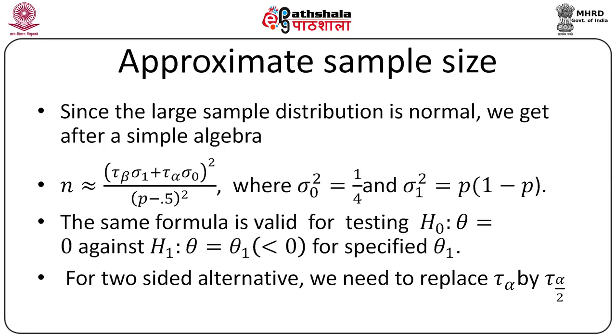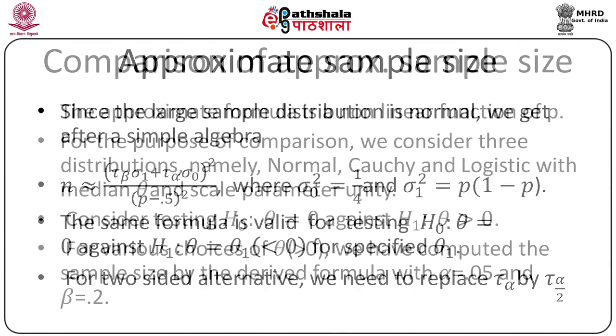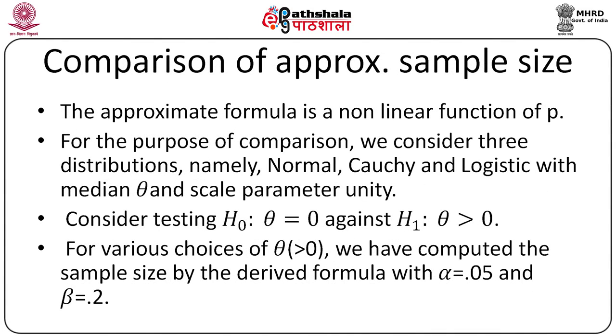For two-sided alternative, we need to replace tau alpha by 2. Thus, the approximate formula is a nonlinear function of p. Since p equals 1 minus F of minus theta 1, we can examine the effect of different distributions on the sample size. For the purpose of comparison, we consider three distributions, namely normal, Cauchy and logistic.